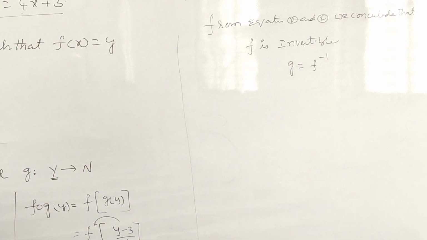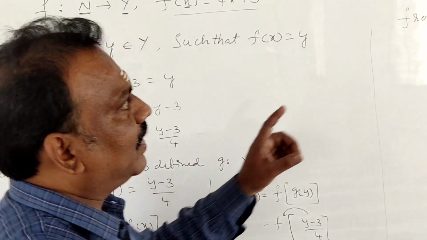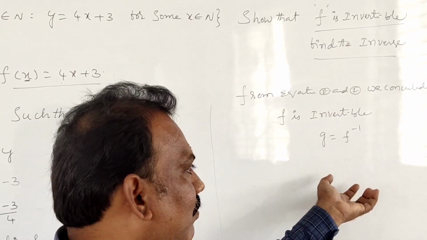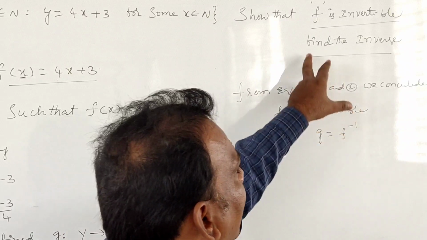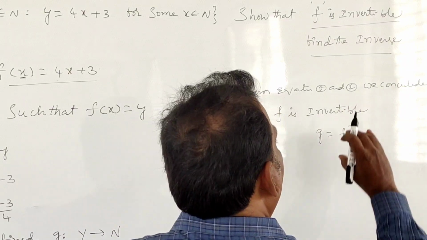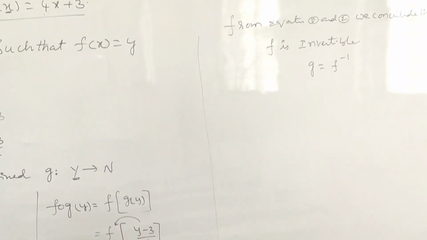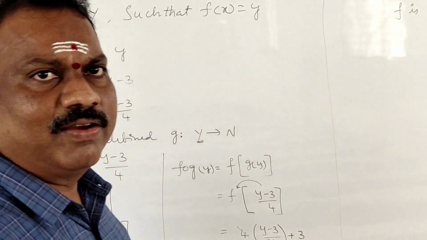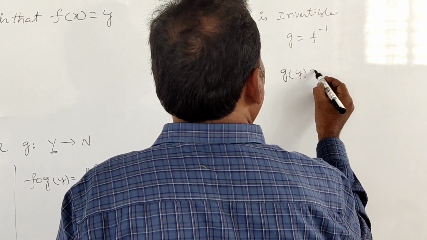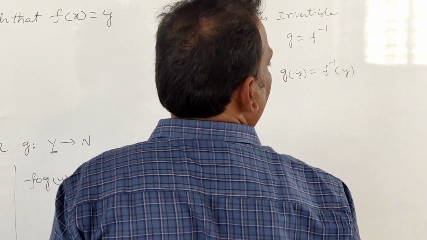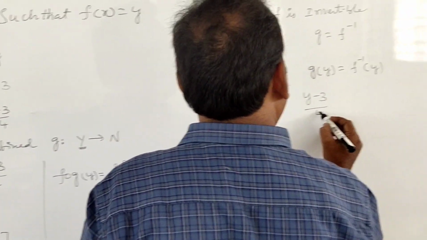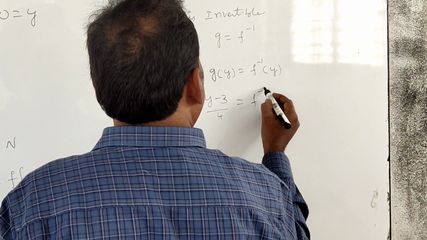So g function is in terms of y, correct or not? They are asking show that f is invertible. Up to this completed. F is invertible, g is equal to f inverse. After that, find inverse means what is f inverse? F inverse is equal to g students. G value is in terms of y. That's why I am taking y on both sides. Taking domain y on both sides. So g of y is equal to f inverse of y. So what is g of y value here? Y minus 3 upon 4 is equal to f inverse y.